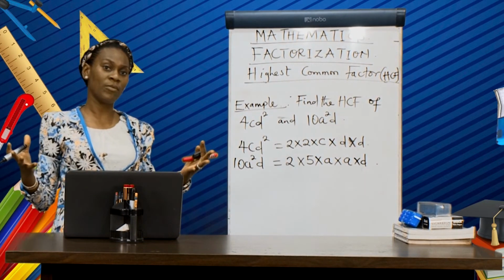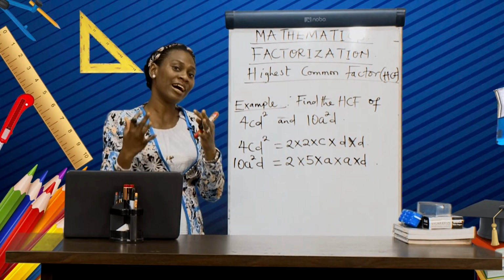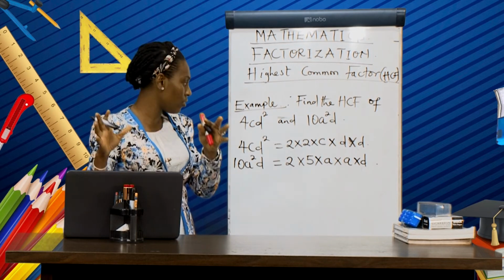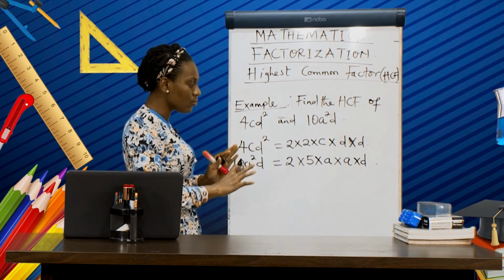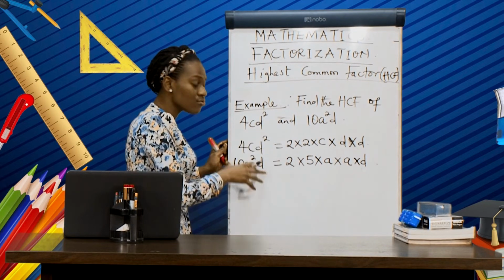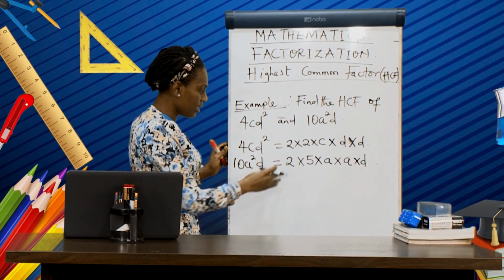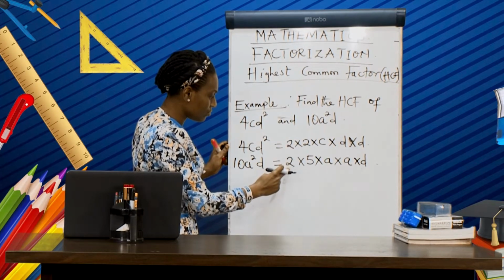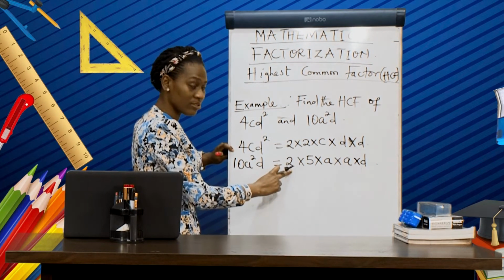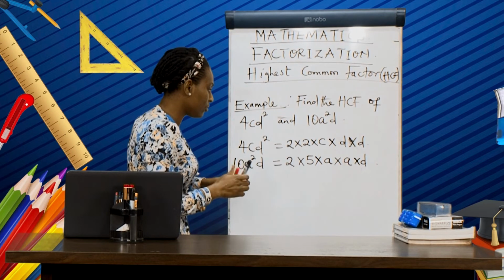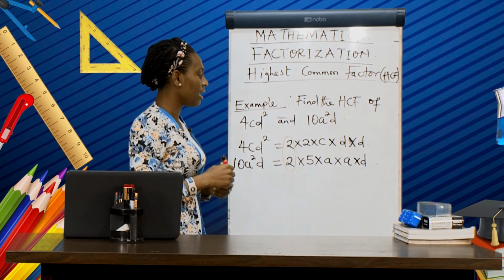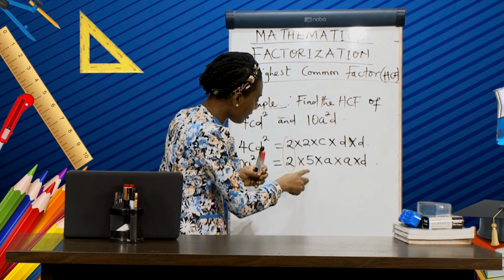To find the highest common factor, you find the factors that are common first, then you multiply them together to get the biggest factor possible. So let's look closely and look for the factors that are common between these two algebraic terms. We can see here that 2 is here and 2 is also here. 2 is a factor of this algebraic term and 2 is also a factor of this. So let's circle that. And for this, 2 is no longer common.